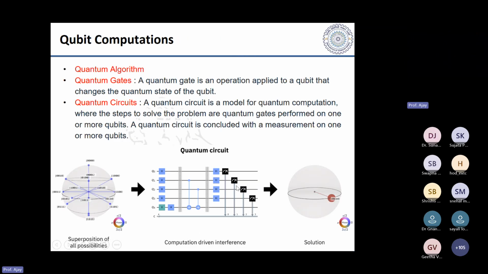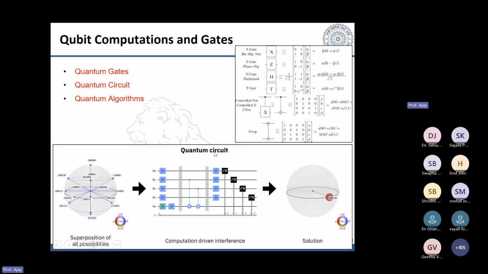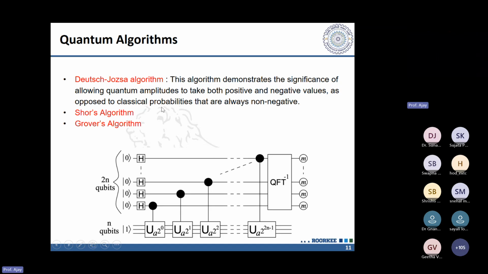So this is the whole story, which everyone is talking about in a different tune. Okay. So qubit-based gates, then qubit-based computation and gates. Then there are quantum algorithms, of which the DJ algorithm is the first one that demonstrated that the significance of quantum amplitude can be taken into account. A quantum amplitude can be both positive and negative, but a classical probability is always non-negative. So unlike the classical computer, the quantum computer is more versatile and its domain will be much higher.